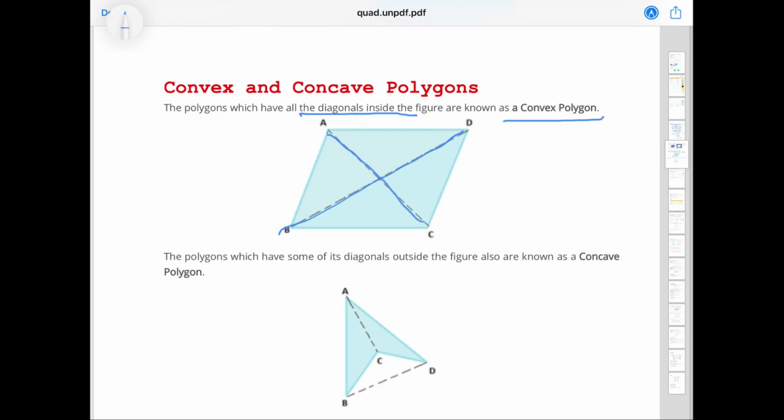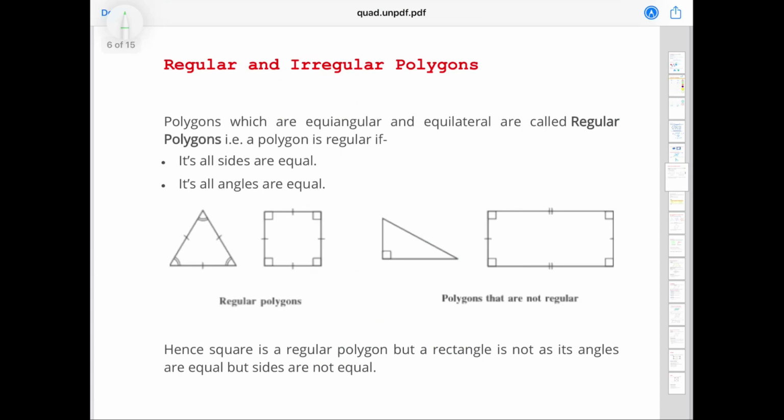Now for the concave polygon, the reverse is there: those polygons which have diagonals outside of the figure. Now see in this figure, this is A, B, C, D. This is one of the diagonals, and the other diagonal, you can see, is BD, and this one is outside. That's why it is a concave polygon. Now see the next one. The next one is regular and irregular polygons.